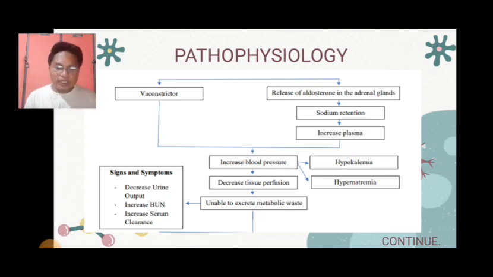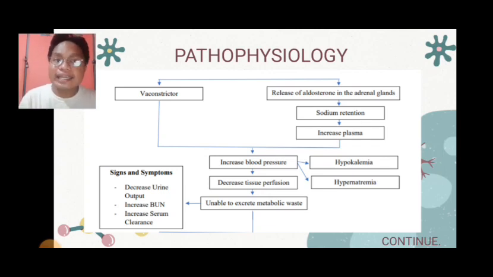And then of course, fluid and sodium retention. The sodium is increasing, and increased plasma volume can result in fluid and sodium retention in the body. This can further contribute to fluid overload, hypertension, and electrolyte imbalance. And then impaired kidney function, for example, makes it difficult for the kidney to regulate fluid and electrolyte balance, leading to the retention of fluids.